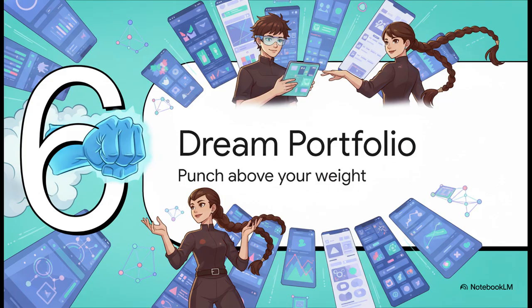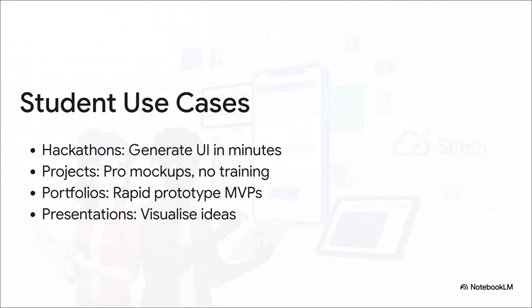Which brings us to Part 6, building your dream portfolio. This is where you start punching way above your weight class. So the crucial point is how this completely reshapes your output as a student. If you're at a hackathon, you use Stitch to generate your entire UI in the first 20 minutes, right? That gives your team an extra 23 hours to make the actual technology under the hood work.